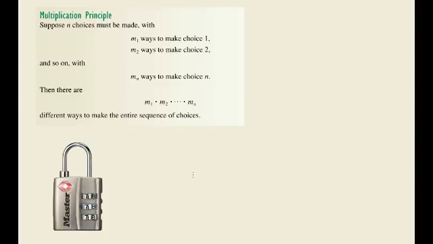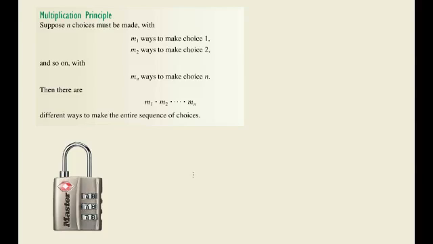In this video, we're going to be looking at the multiplication principle, which is listed here on the screen. Suppose n choices are going to be made with m1 ways to make choice 1 through mn ways to make choice n. Then there are m1 times m2 all the way through mn different ways to make the entire sequence of choices. Now, that's kind of a confusing way to say something that's actually a pretty easy concept.